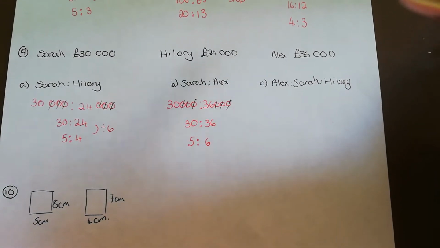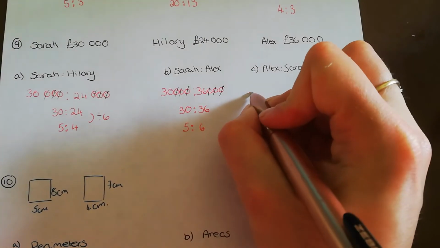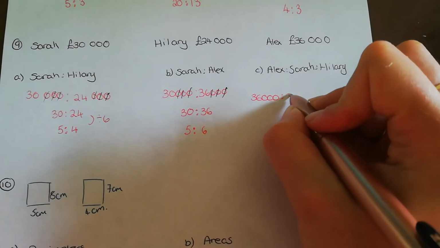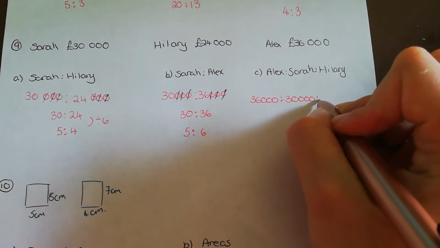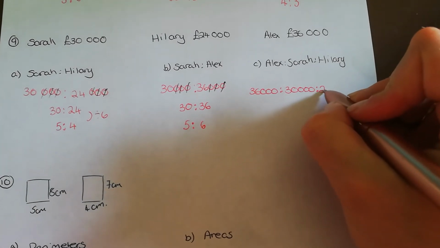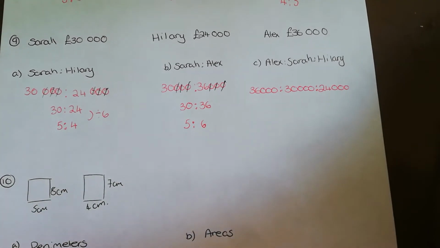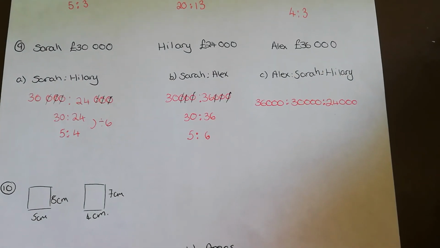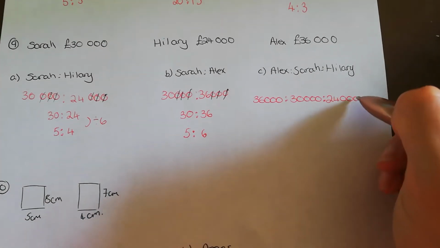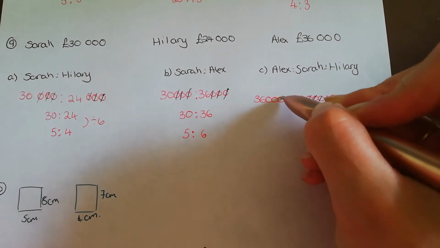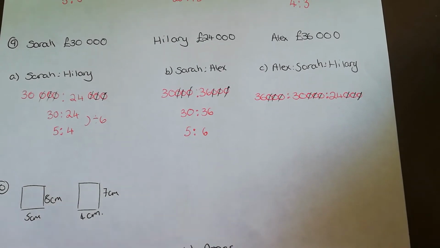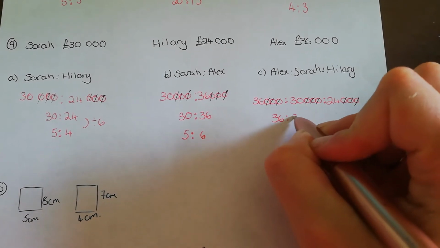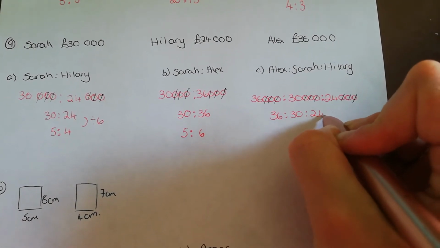And then this last one here, we're being asked to write down the ratio of Alex to Sarah to Hilary. So we've got 3 parts to the ratio. So Alex is 36,000, so start off by writing that down. To Sarah, Sarah's wage is 30,000, so write that next. And finally, Hilary's is 24,000. Now this time we're looking for numbers that will go into all 3 parts of our ratio. We know from what we've done already today that all of these divide by 1,000. So we can divide them all by 1,000. And what we're left with is 36 to 30 to 24.